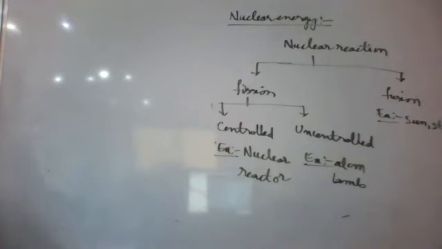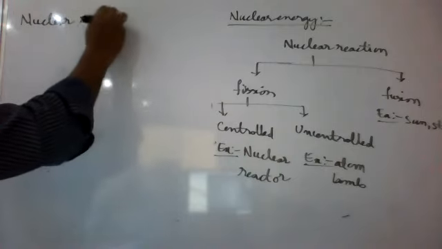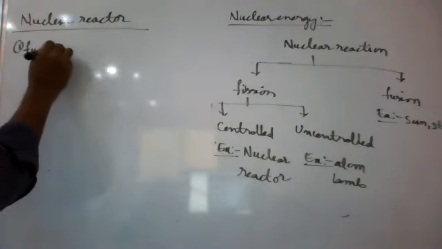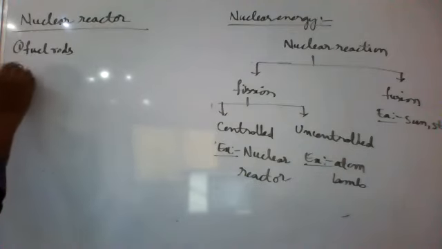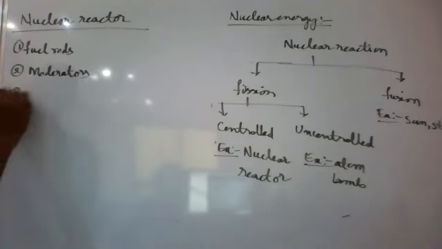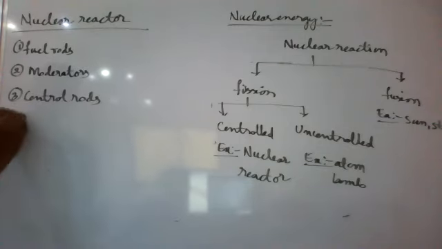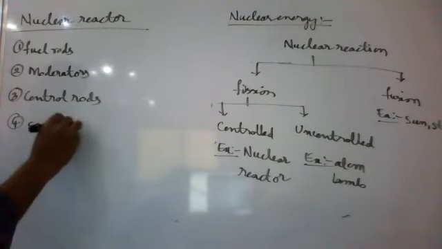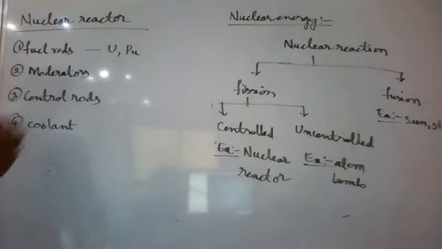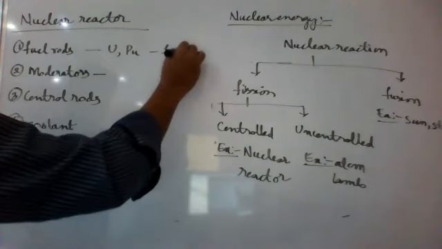That is the nuclear reactor. There are 4 parts in a nuclear reactor. Number one, fuel rods. Number 2, moderators. Number 3, control rods. Number 4 is coolant. What are fuel rods? Generally uranium and plutonium; these are the fuel for the reactor.